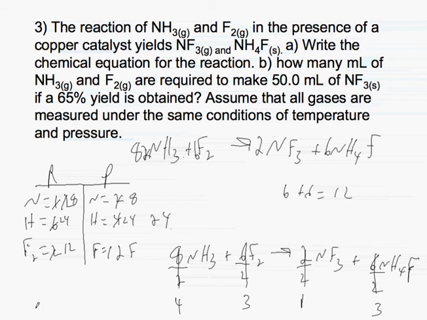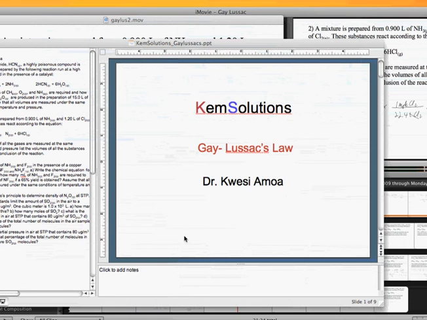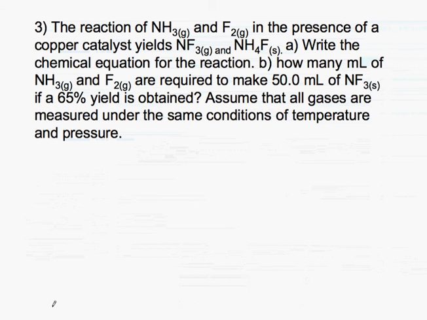With that said, my new balanced equation should look like this. I will have 4 NH3 plus 3 F2 goes to form NF3 plus 3 NH4F. So that's our part A of the equation.